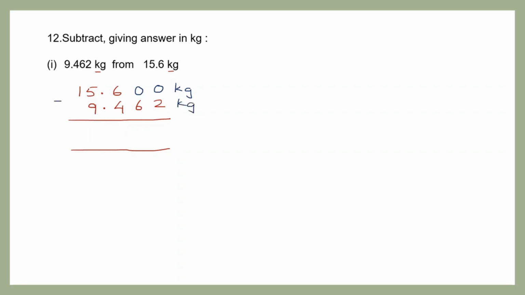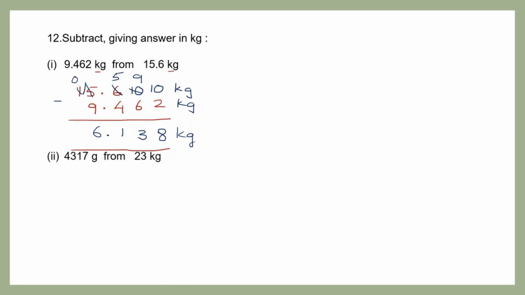Now do the subtraction. 0 minus 2 you cannot do. I'm going to borrow from 6. So that is 5, 10, 9, 10. 10 minus 2 is 8. 9 minus 6 is 3. 5 minus 4 is 1 point. 5 minus 9 I cannot do. I'm going to borrow from here. So this becomes 15. 15 minus 9 is 6. So my answer is 6.138, and don't forget to write the unit, kilograms.